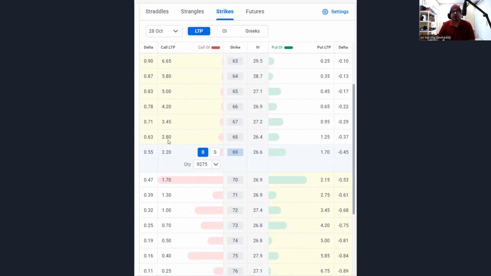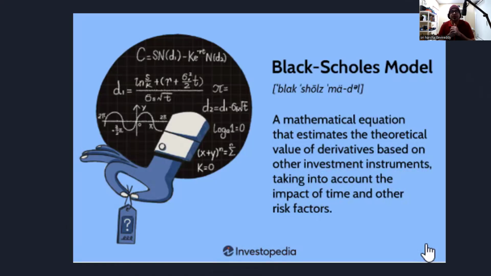Now, concentrate on this 2.80. Why is this 68 strike price call 2 rupees 80 paise? Why is it not 2 rupees 1 paise, or why is it not 1 rupee 80 paise? What determines this? Here we need to understand the Black-Scholes model. These numbers are not random. The calls and puts that you're buying are not randomly priced. There is a mathematical equation that estimates the theoretical value of derivatives. Basically, the data is continuously input into the computer and then it creates that price.